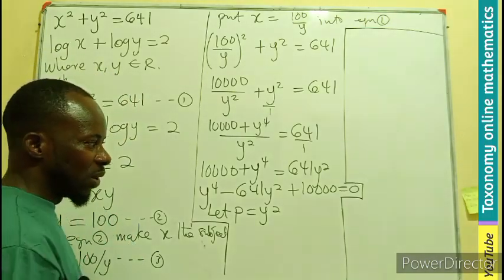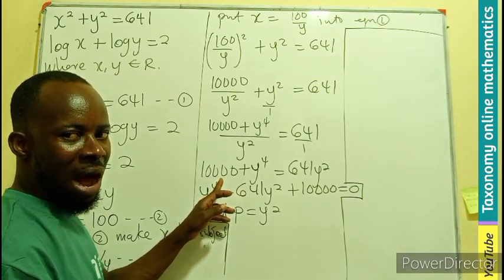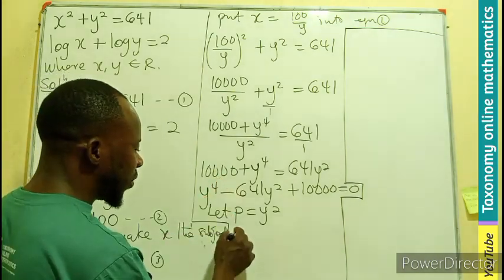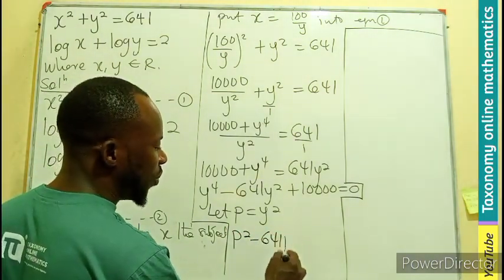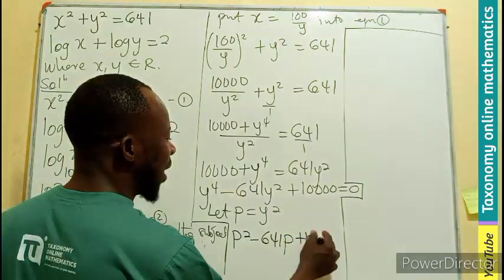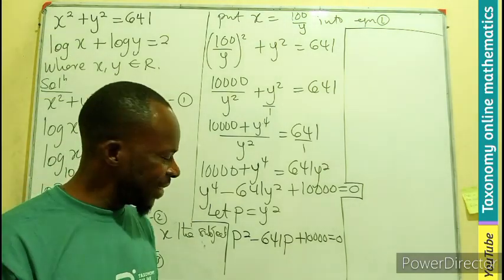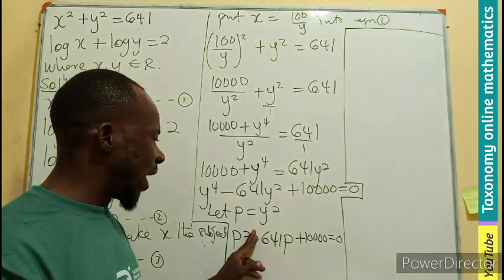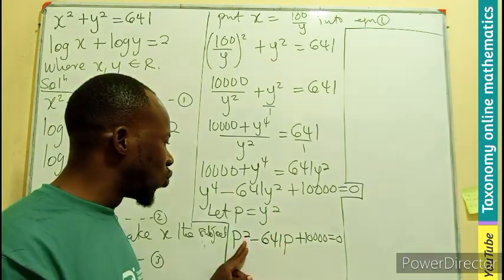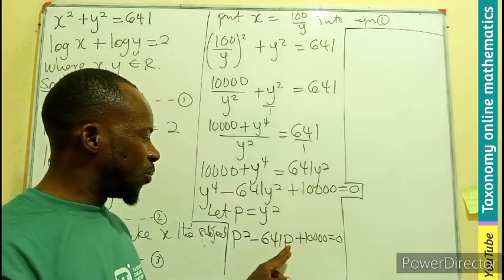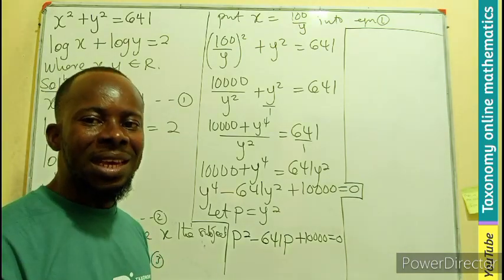So if that is the case, what are we going to have? In place of y to the power 4, it will be y to the power 2 times 2. So it means p squared minus 641p plus 10,000 equals what? 0. Do you get a scenario from there? This is p squared is y squared, meaning if you multiply 2 times 2, it gives you the 4 at the end there. p is representing y squared, which is already here. So this becomes a quadratic equation.